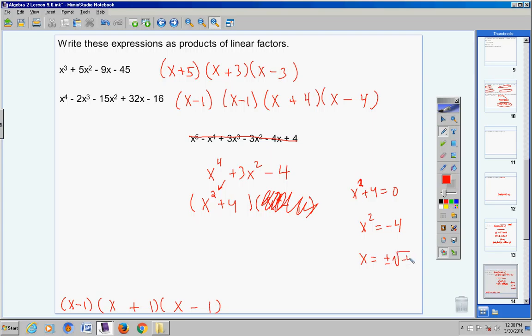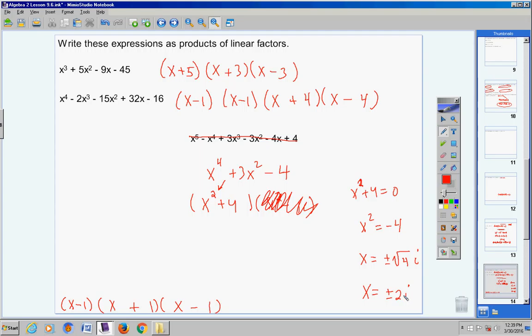Now, we learned this months ago. Whenever you have the square root of a negative number, you can make it positive as long as you put an i on the outside. Okay? That's review. We should know that. Now, the square root of 4 is 2. So now x equals plus or minus 2i. So we're good.